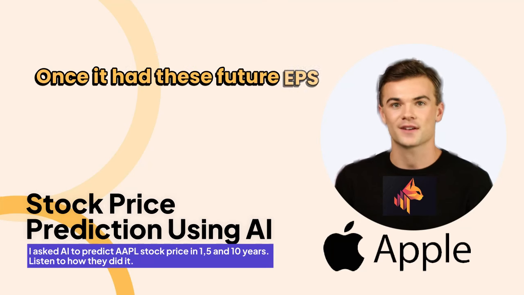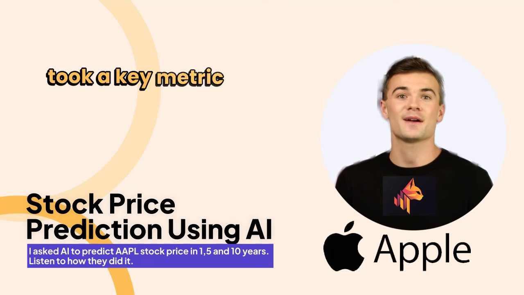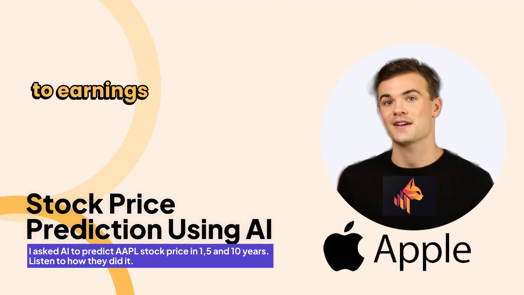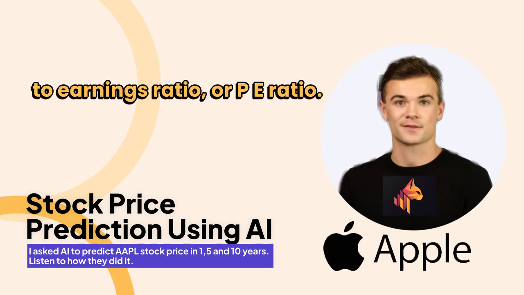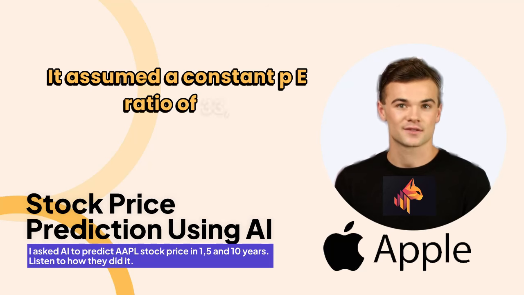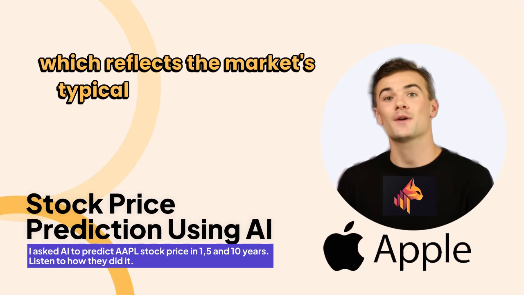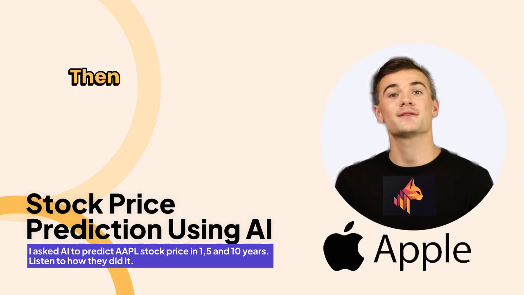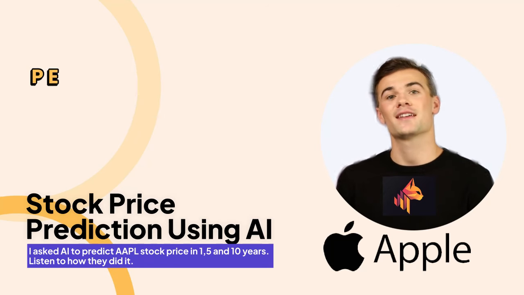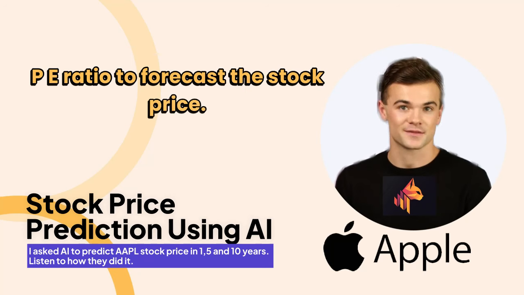Once it had these future EPS numbers, AI then took a key metric in stock analysis, the price-to-earnings ratio, or PE ratio. It assumed a constant PE ratio of 33, which reflects the market's typical optimism about Apple's future. Then it multiplied the projected earnings by this PE ratio to forecast the stock price.